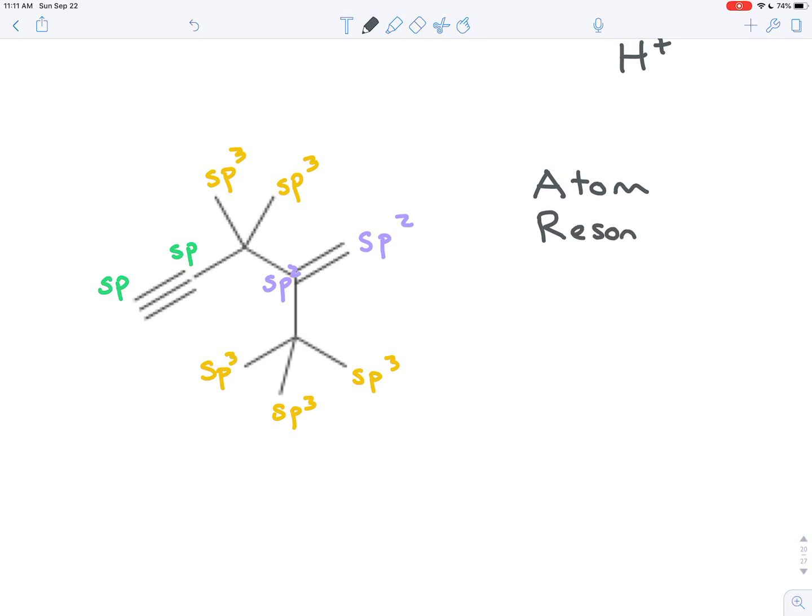For resonance, you just have to worry about the allylic positions, because there are no positive charges here. But these allylic positions don't have any hydrogens on them. And so, because there are no hydrogens in allylic positions, there's no resonance in the molecule. So we'd go down to induction.